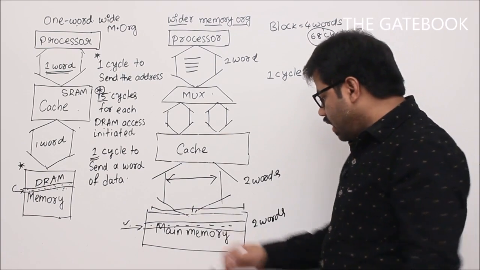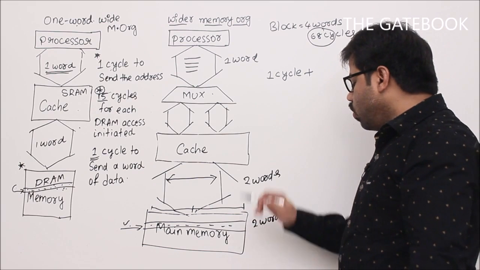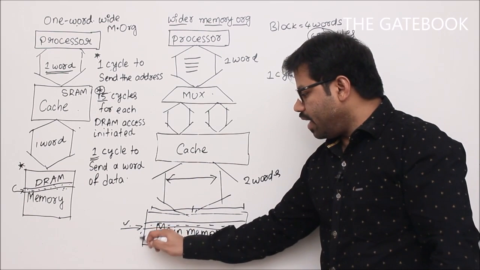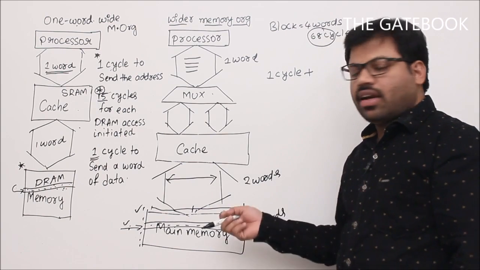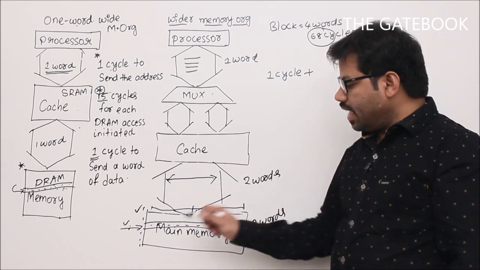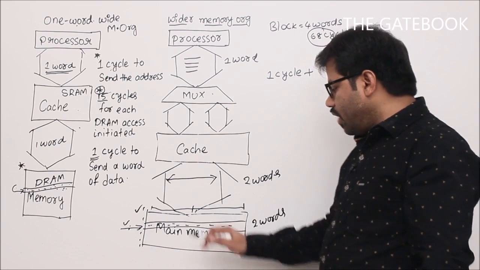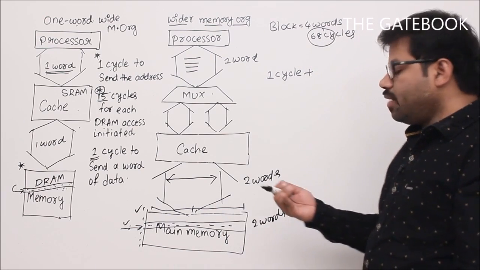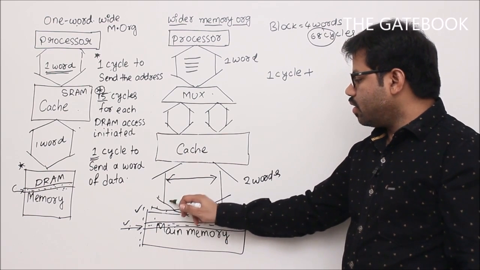The row width is 2 words. That means the number of columns is 2 words. The number of rows is many, we don't know, so we have to identify the right row. That is called DRAM initiation. Understand? Once you initiate the right row, then we have to transfer it. That takes again 1 clock cycle, correct? Because in parallel we are doing it.